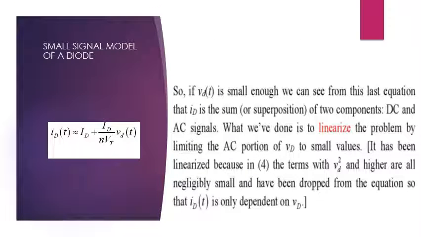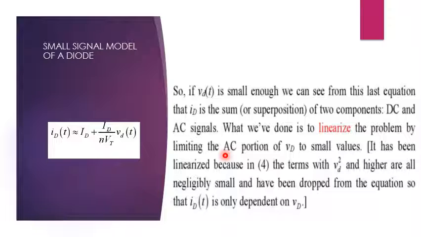Next, your i_D(t) is approximately equal to I_D plus I_D over eta V_T into v_d(t). If v_d(t) is small enough, we can see from this last equation that i_D is the sum of two components, DC as well as AC signal. So we have done this to linearize the problem by limiting the AC portion of v_D to small values. Clear? Right, we have noted that I_D value.